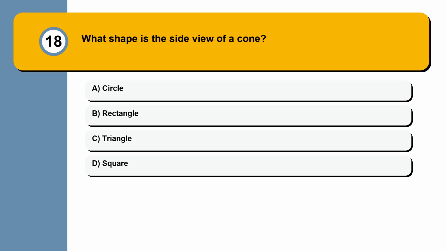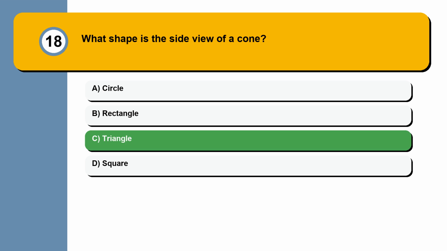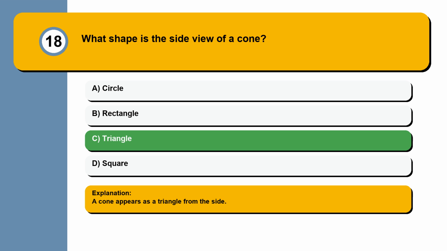Question 18. What shape is the side view of a cone? Circle, rectangle, triangle, square. A cone appears as a triangle from the side.